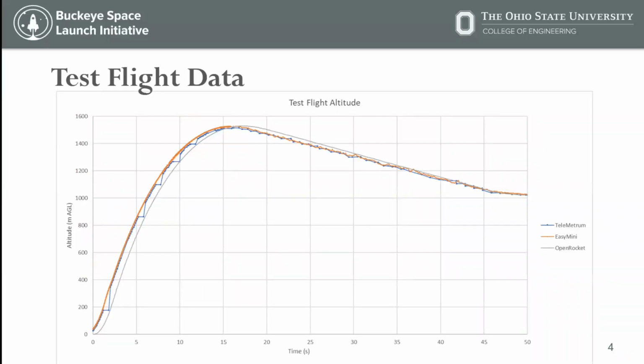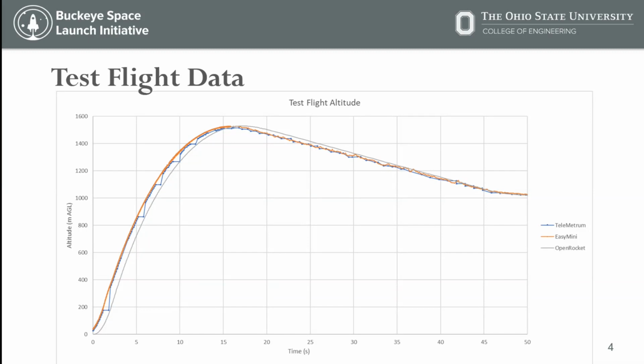So we're going to go through our test flight data from our flight this past February. The blue line, which is a little jagged, is from the TeleMetrum sensors. The EasyMini line is orange, and the gray solid line is from the OpenRocket simulation. You can see that they're pretty close. As far as percentage goes, percent error on that maximum value is about 1%, but you can see it's a little shifted. The OpenRocket model is shifted to the right.